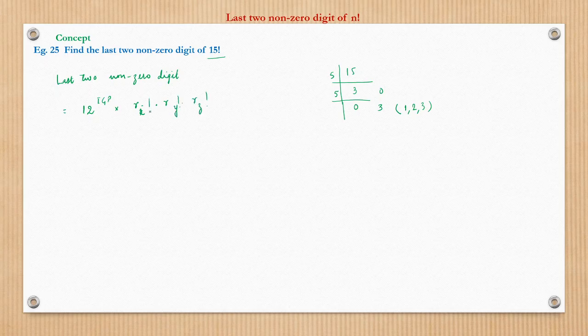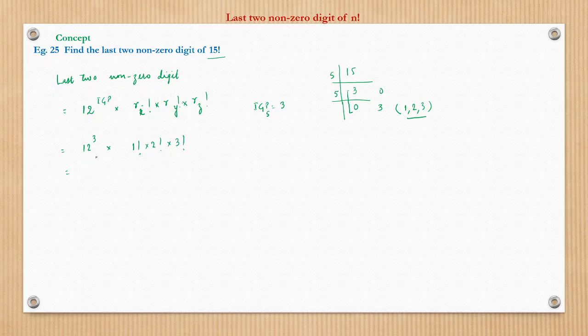What are RX, RY, RZ? This I discussed. So in this example, what is the IGP? The IGP of 5 is nothing but 3 plus 0. So it is 3. So this becomes 12 raised to power 3 into R factorials, that is 1 into 2 into 3 factorial, so 1 factorial into 2 factorial into 3 factorial.